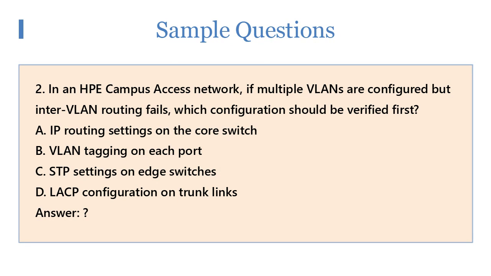2. In an HPE campus access network, if multiple VLANs are configured but inter-VLAN routing fails, which configuration should be verified first? A. IP routing settings on the core switch. B. VLAN tagging on each port. C. STP settings on edge switches. D. LACP configuration on trunk links.